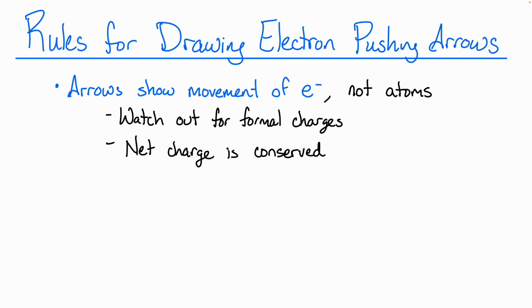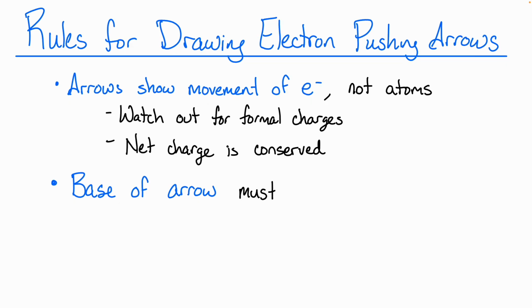All right. Our next rule is that the base of that arrow must be at a pair of electrons.